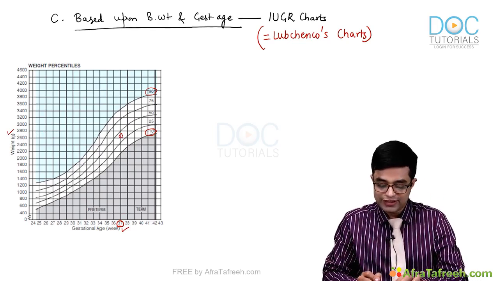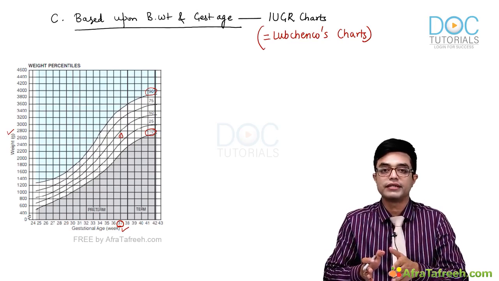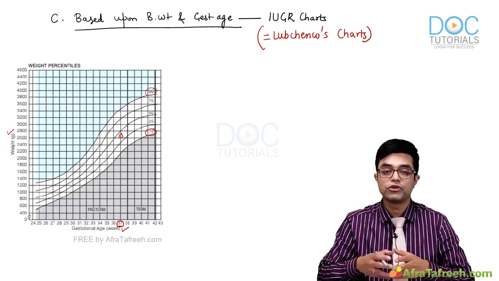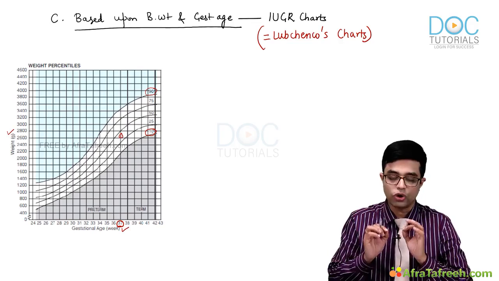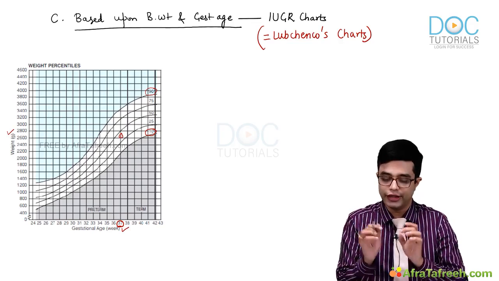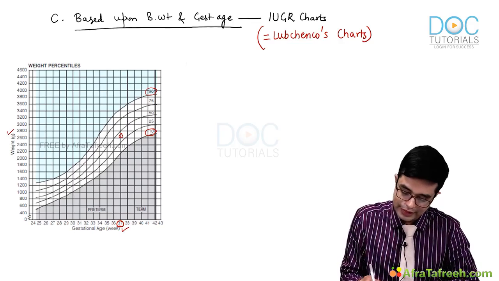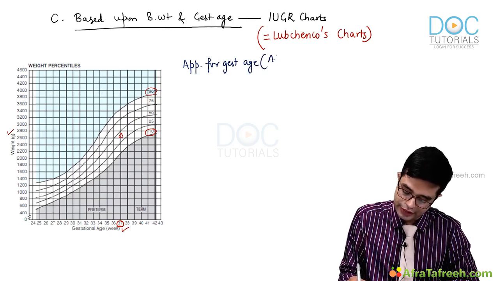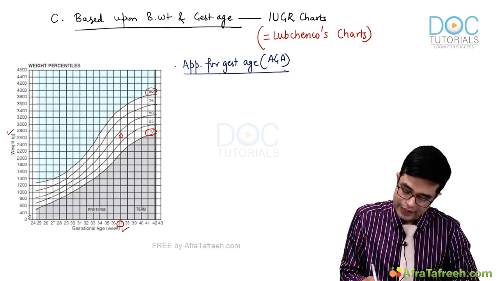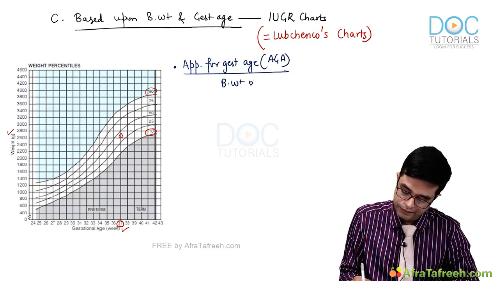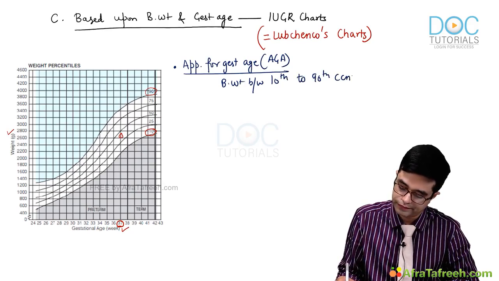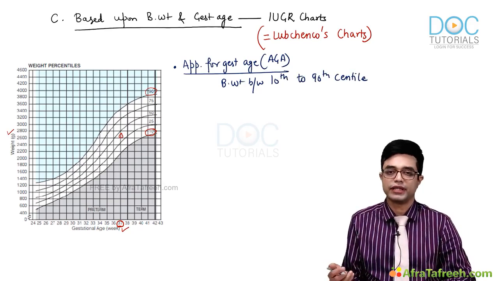And so where is this child lying? It is between 10th and 90th centile. All those children whose birth weight when plotted on the IUGR chart or Lubchenco's chart is between 10th and 90th centile are called appropriate for gestational age. So what is this classification? A child is said to be appropriate for gestational age, in short written as AGA, when the birth weight is between 10th to 90th centile when you plot on a chart, also written as 10th to 90th percentile.